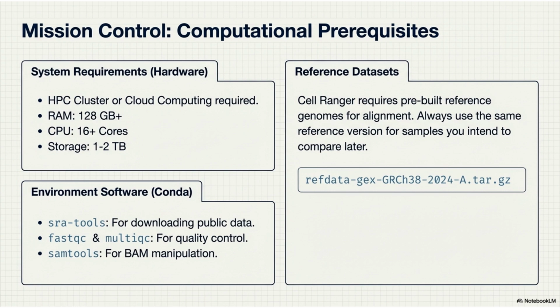To start the analysis, you'll need the right computational prerequisites. This includes access to a high-performance computing cluster or cloud resource with substantial RAM and storage. You also need software like SRA tools and FASTQC and a pre-built reference genome for alignment.